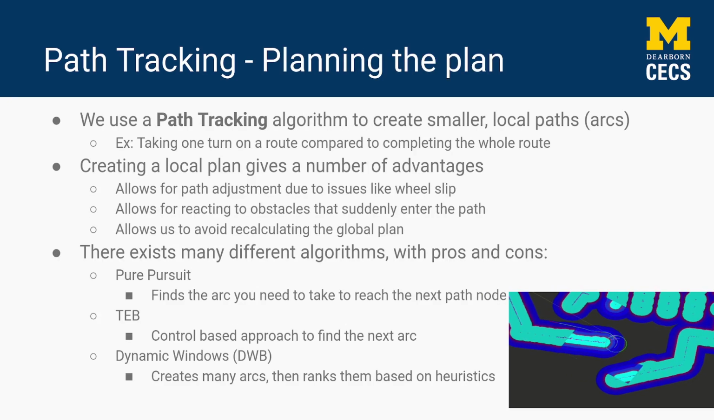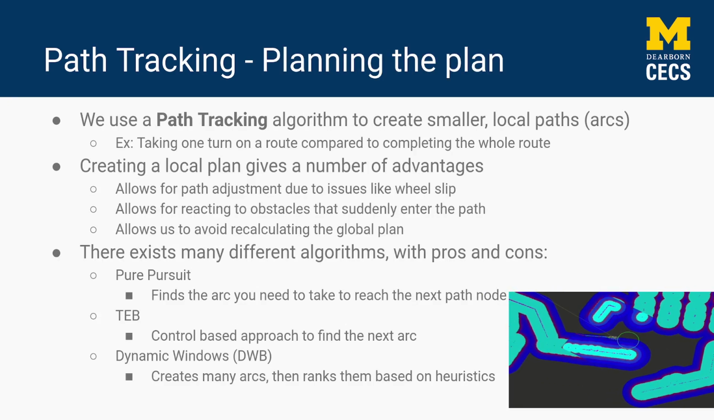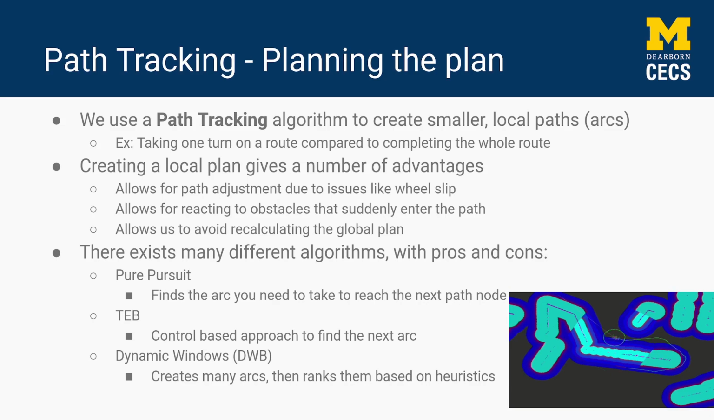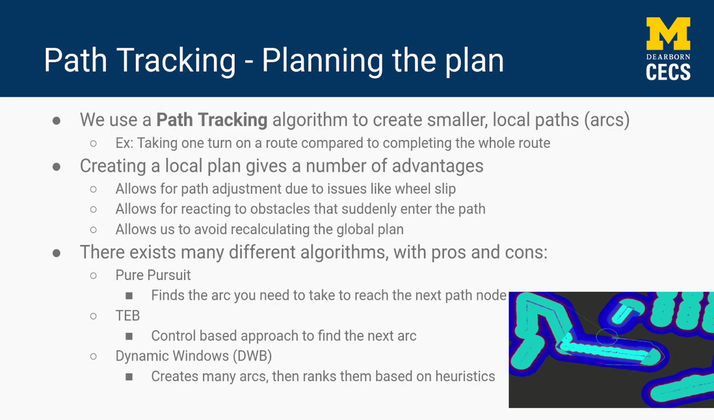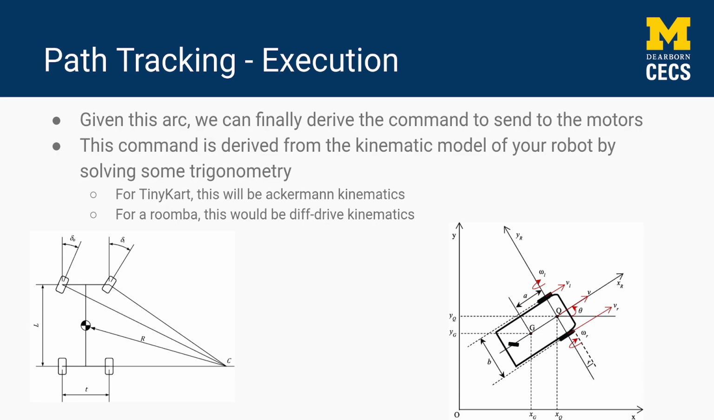All right, so now what we have is an arc. Given this arc, we want to do it. How do we do it? And it turns out this is where we get into math. Each robot can be modeled with its kinematic properties. I believe, sorry if my terms are slightly off, I'm not an ME. But generally, robots fall into about five general categories of how their steering works. So for TinyCart, this is Ackermann. For something like a Roomba, that would be differential drive.